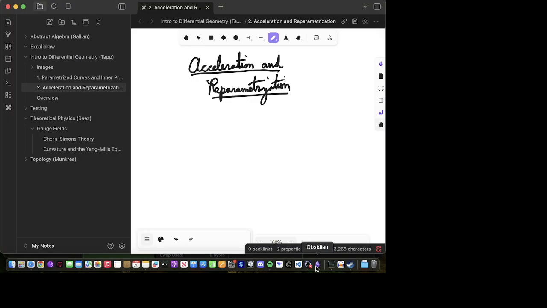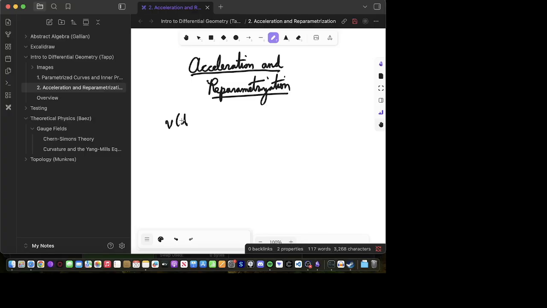Alright, hello everyone. This is Orion's brightest star, and today we are going to be looking at some more topics in curves, specifically acceleration and reparametrization. So we begin with a couple of definitions.